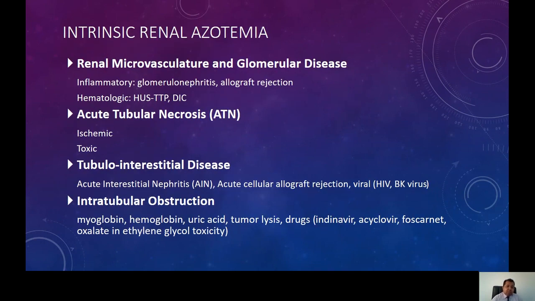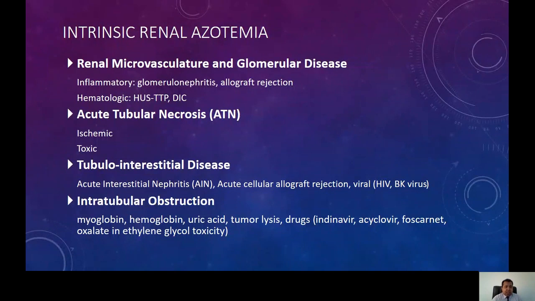Now, if you look into renal causes, intrinsic renal azotemia, these are the main causes. One of the main aspects is renal microvascular and glomerular diseases. We see a lot of glomerulonephritis these days, especially post-streptococcal glomerulonephritis, and then hematological conditions like HUS and DIC, which can cause renal azotemia or renal failure. And acute tubular necrosis is another important thing. It can be ischemic or toxic, as I mentioned earlier.